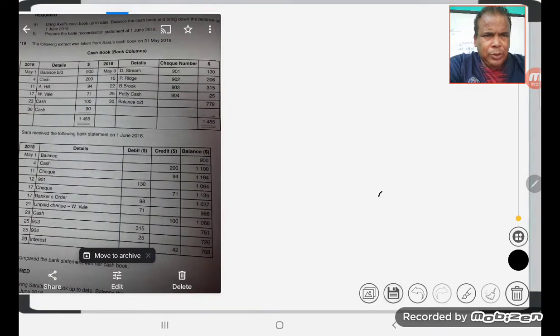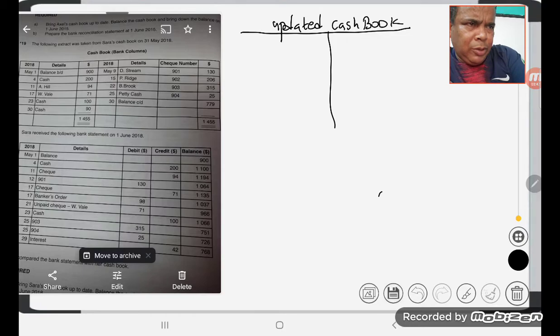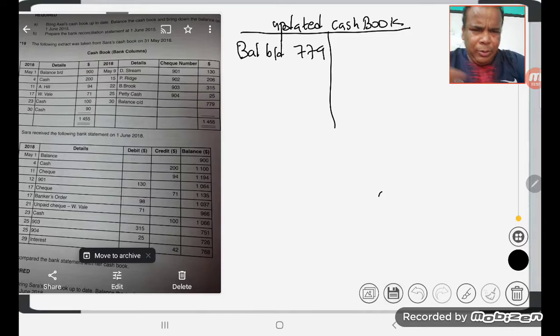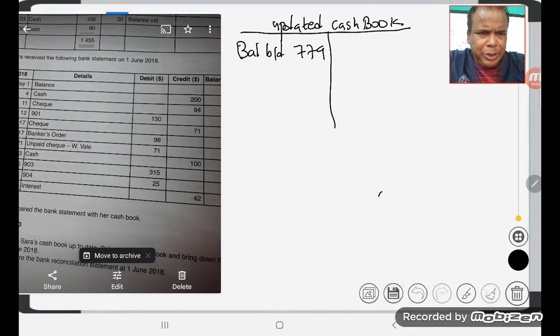So we have to prepare the cash book again. This is the cash book, we call it the updated cash book. We will start with the closing balance in the cash book. We have balance 779. Now we will see in the bank statement the items which have not yet been ticked. We have unpaid check 71 on the debit side. It will be on the credit side. Unpaid check 71, which has not been recorded in the cash book.